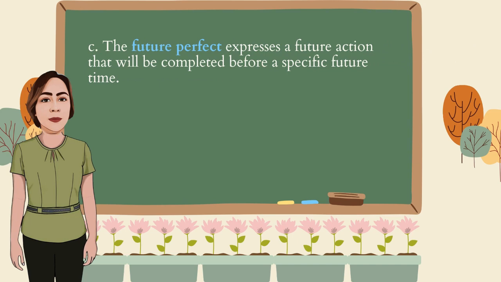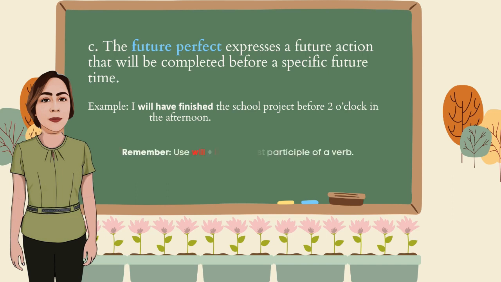Letter C is the future perfect. The future perfect expresses a future action that will be completed before a specific future time. Example: I will have finished the school project before 2 o'clock in the afternoon. Remember, use will plus have plus past participle of a verb.